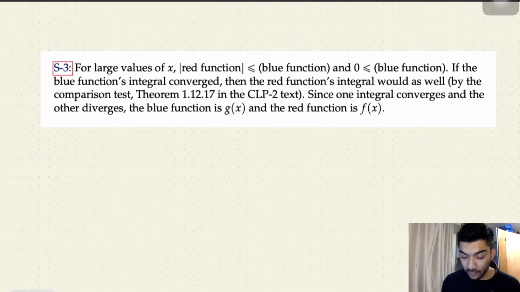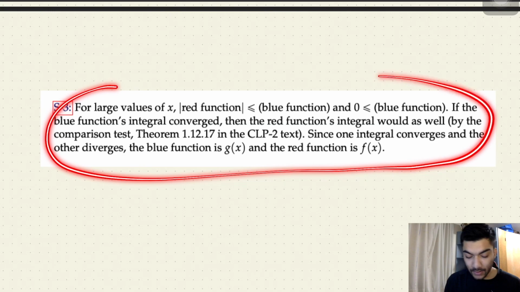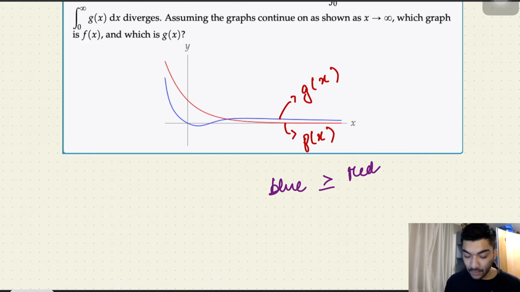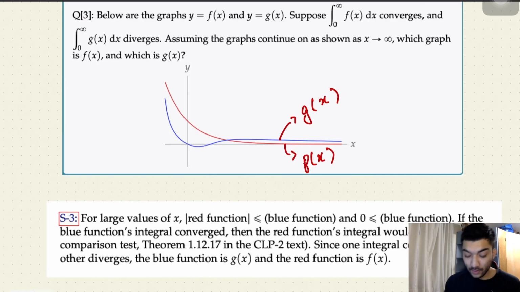And that is what you can also confirm from the solution of this question. You can clearly see that for large values of x, the red function is always less than or equal to the blue function. Now by the comparison test, we know that if the blue function's integral converged, the red function's integral would converge as well. And since, based on the requirements of our question, one integral converges and the other diverges, there is only one possibility, which is for the blue function to be g(x) and the red function to be f(x).